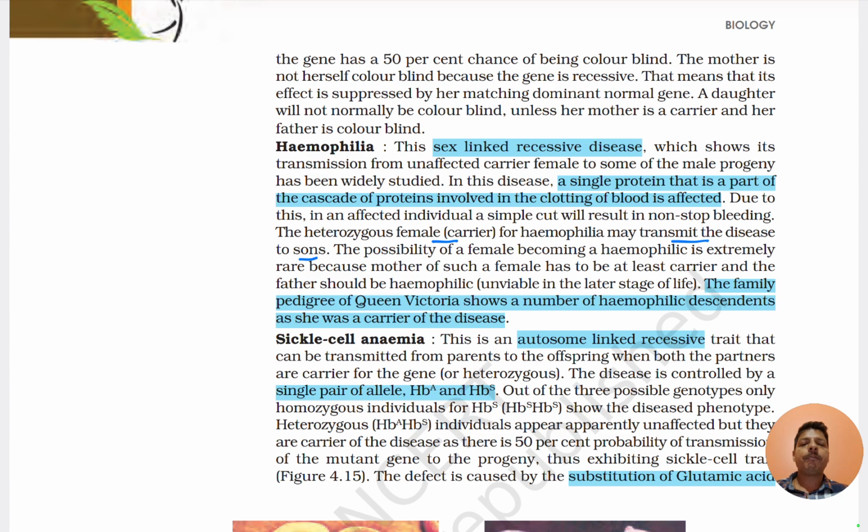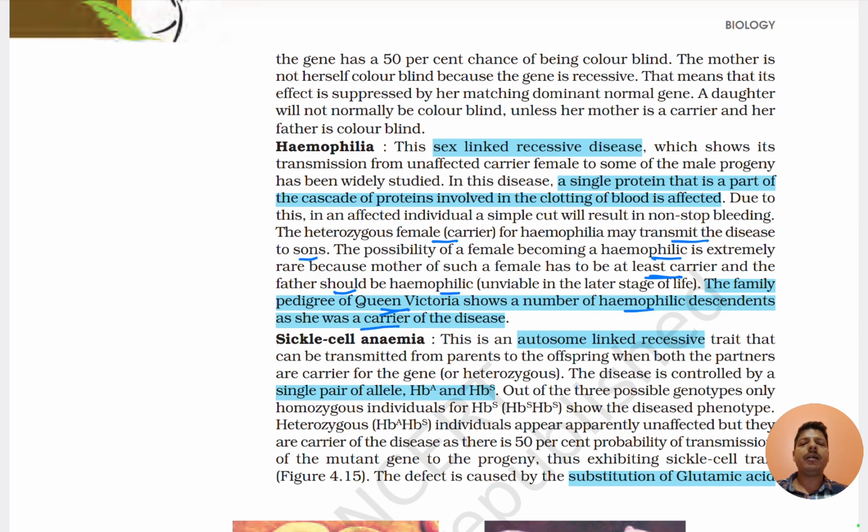And this is why hemophilia is extremely rare in females, because such a female has to have a mother who is at least a carrier and a father who is hemophilic. In the family pedigree of Queen Victoria, there are a number of hemophilic descendants, as she was a carrier of this disease.